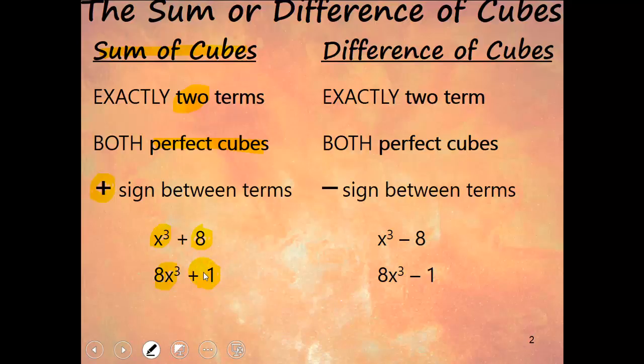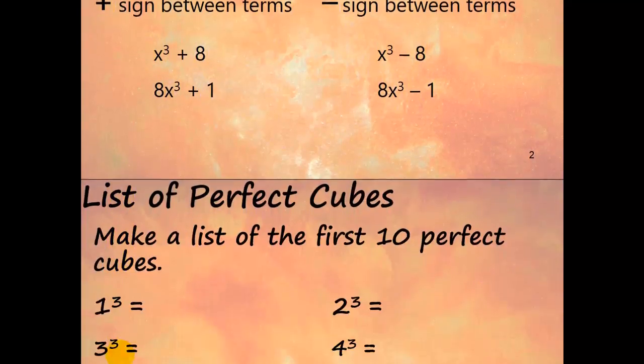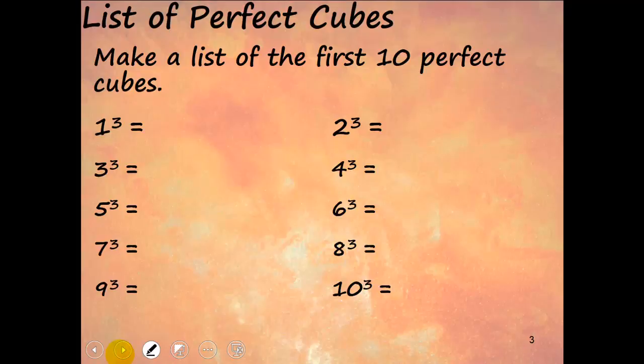The difference of cubes, again, has exactly two terms. They're both perfect cubes, but notice that there is a minus sign between them. So we could have x cubed minus 8 and 8x cubed minus 1. So it's helpful if we know some of our perfect cubes. So why don't you answer the video question and then come back and we'll fill this in.